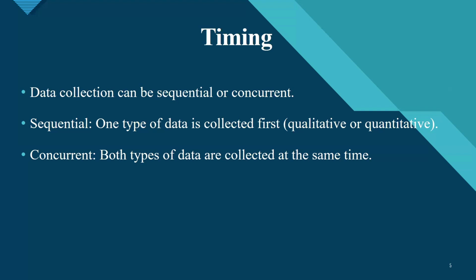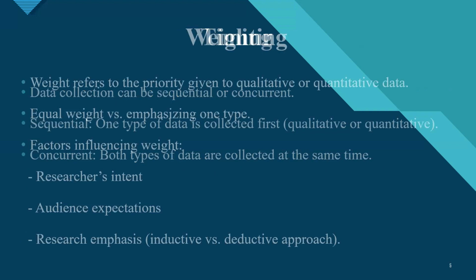Concurrent data collection means gathering both types of data at the same time. This is useful when researchers need to maximize efficiency, such as in health sciences, where medical professionals have limited time. The choice between these methods depends on the research objectives and practical constraints.